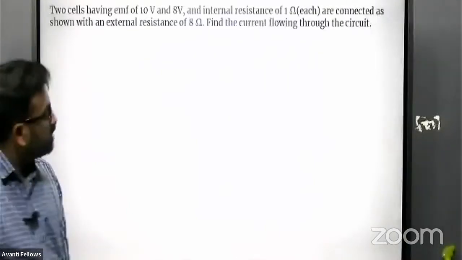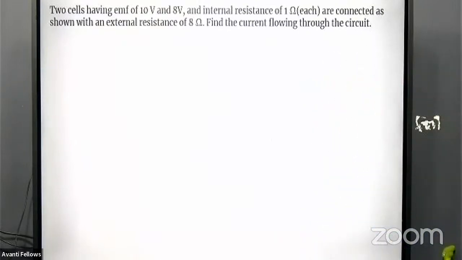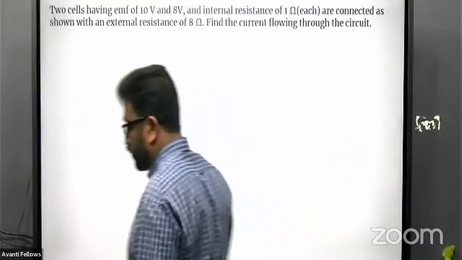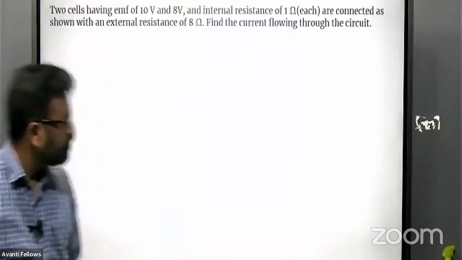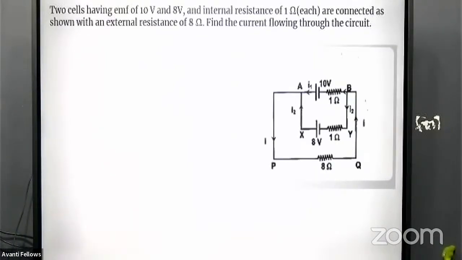Then now let us solve some questions from this one. Two cells having EMF of 10 volt and 8 volt, and internal resistance 1 ohm each, are connected as shown, with external resistance 8 ohm. Find the current flowing through the circuit. Read the question carefully. Okay, so this is the diagram.